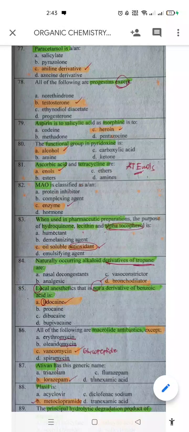So, let's proceed with number 77. Paracetamol is an aniline derivative. Aniline derivatives are generally used as analgesics, which is based on the discovery that aniline has antipyretic properties. So aniline has not only analgesic properties but also antipyretic properties.